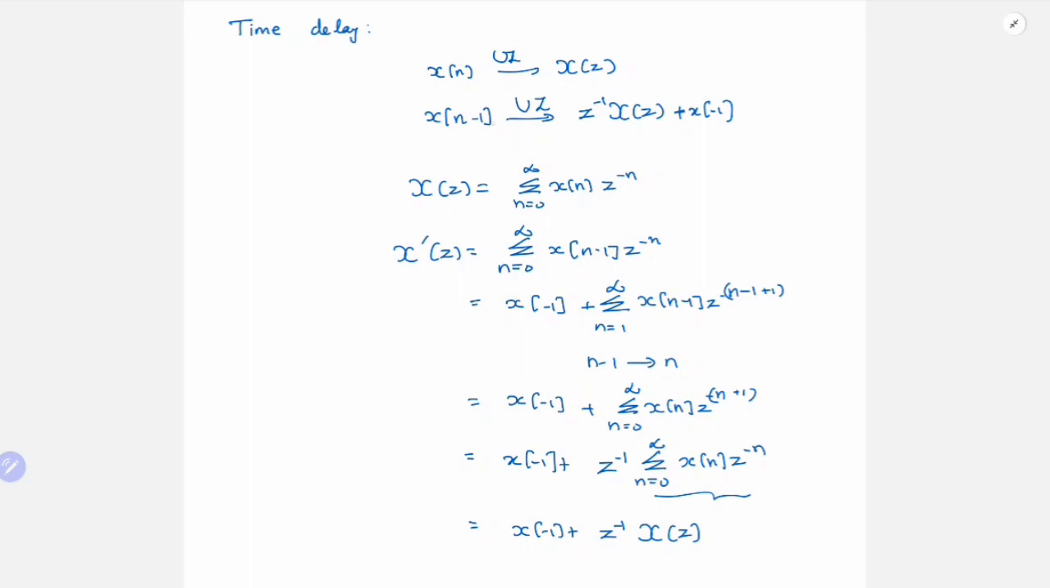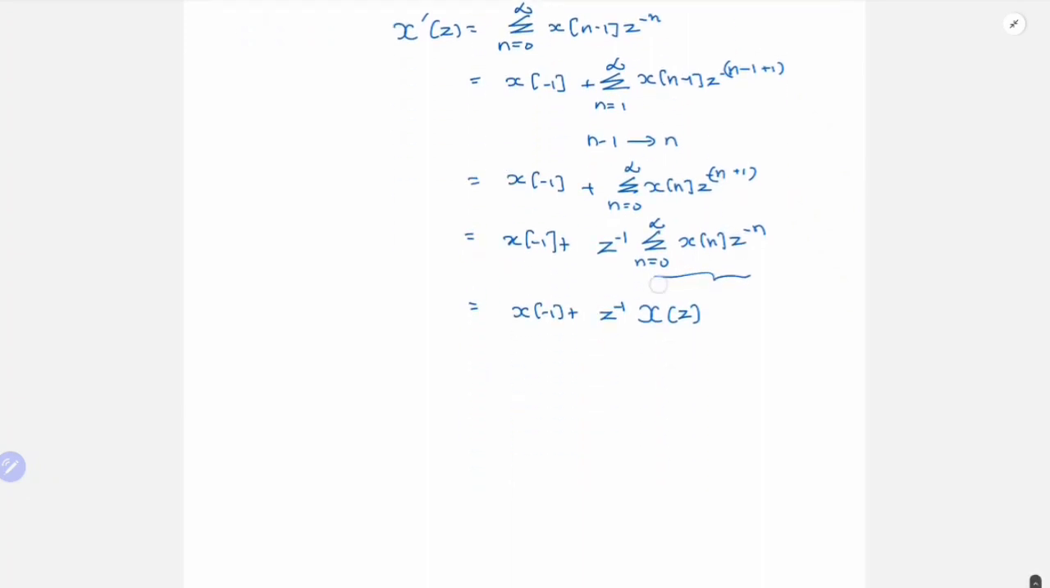So similarly, if you have n naught here, you will have x of minus 1, x of minus 2 into z power minus 1 plus x of minus 3 into z power minus 2 and so on up to that n naught. And then here you will have z power minus n naught multiplying that. So that one you can derive, it is straightforward.